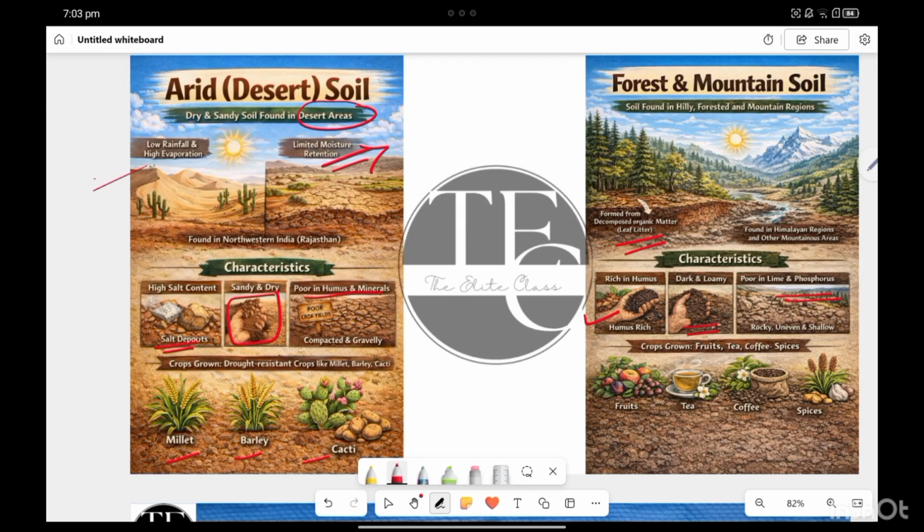But yes, we can grow a few crops over them, like we can grow tea over them, fruits over them. You can see that in the northern plains most of the people like to grow tea and fruits, and sometimes spices can be grown in these types of soils as well.